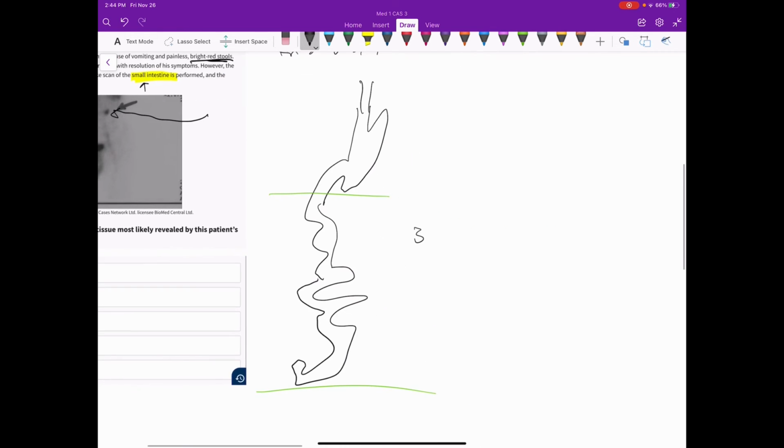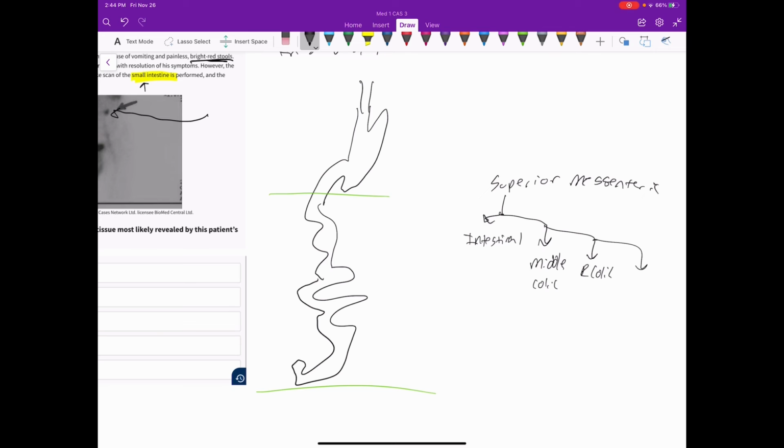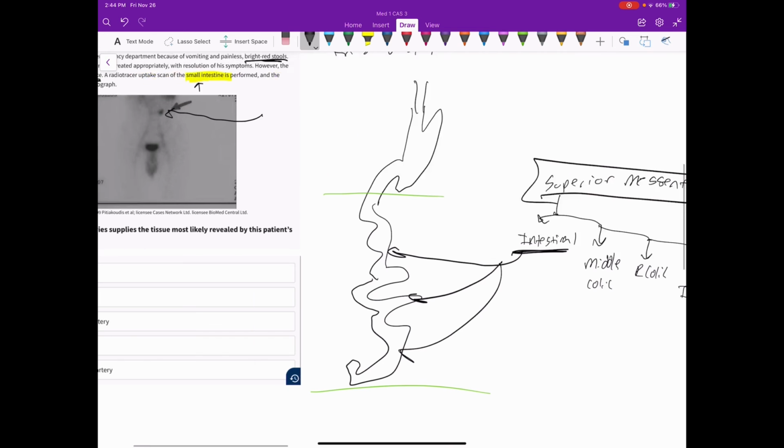But before we even go through the answer choices, let's just talk about it. The superior mesenteric artery branches off into 4 different regions, I apologize: intestinal, middle colic, right colic, and then the ileocolic. Okay, and then what is the main one here? Well, the intestinal. It supplies blood to the 3 regions of the small intestine. So superior mesenteric artery has to be our answer here.